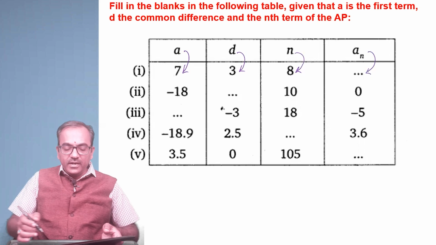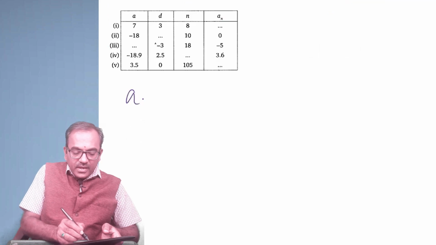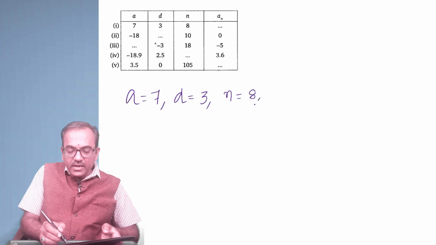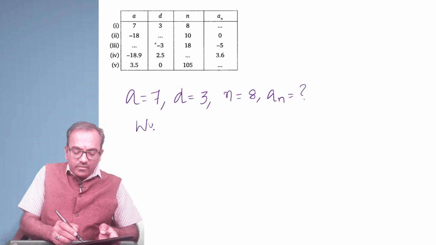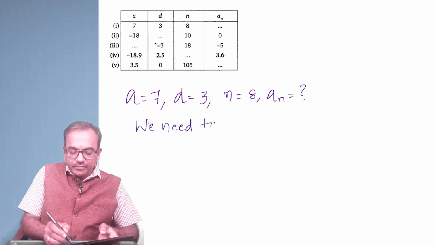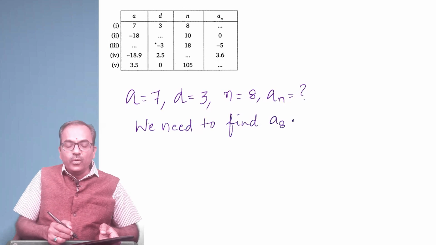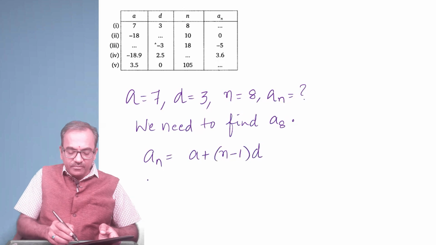Now let us take a look at it. a is equal to 7, d is equal to 3 and n is equal to 8, and we are supposed to find the value of An. So here n is equal to 8, therefore we need to find A8. What is the formula? An is equal to a plus n minus 1 times d.